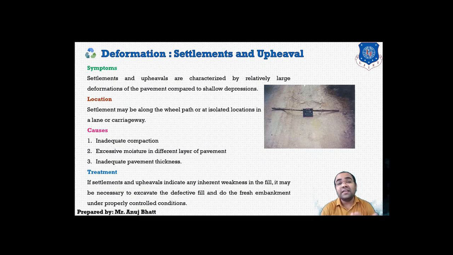There is no severity level applicable, and if we talk about the treatment, then if the settlements and upheavals indicate any inherent weakness in the filling, it may be necessary to excavate the defective fill and do a fresh embankment under properly controlled conditions. Material having good drainage quality should be preferred for the fresh embankment, and under drains may become necessary in such locations where a lack of drainage has been identified.